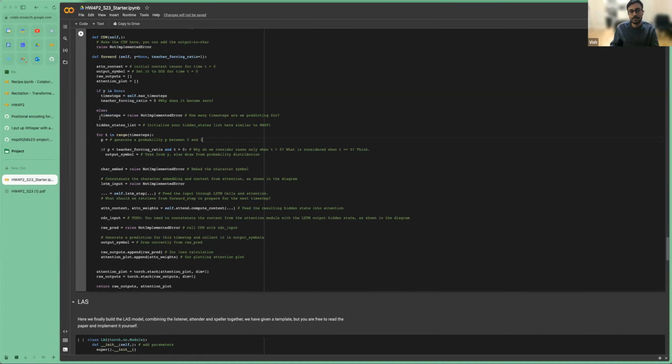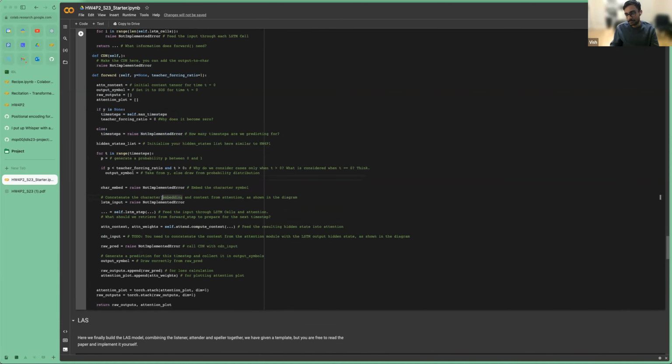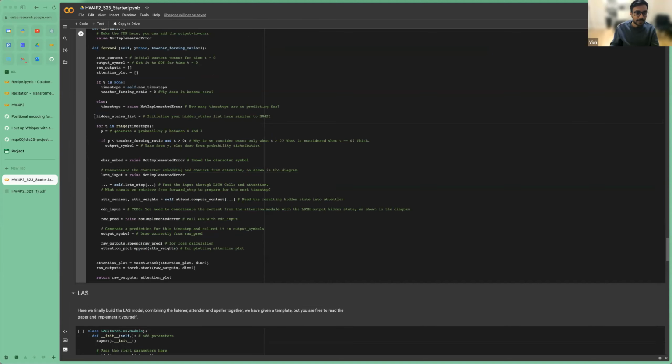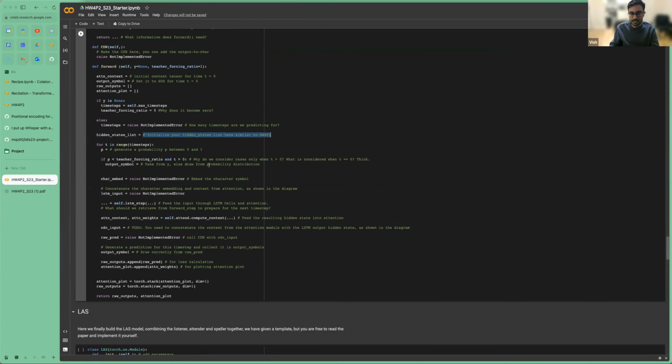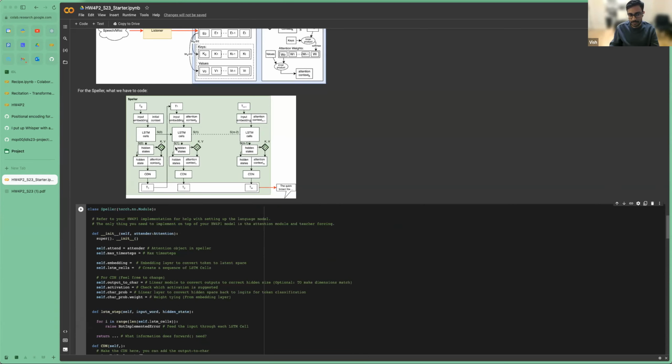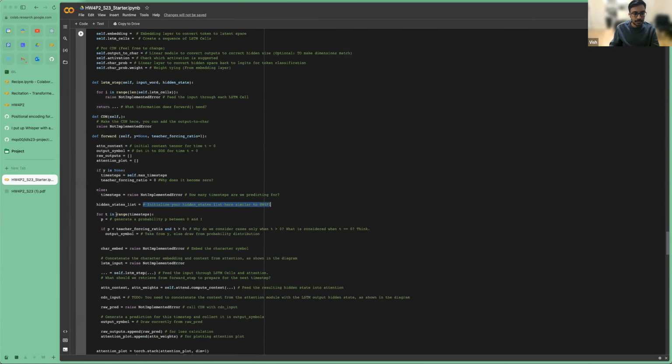Else time steps. How many time steps are we predicting for? Use Y to figure it out, right? Hidden states list. Again, this is just going to be a list similar to homework. We want just a list of Nones. And the reason for that is because we're trying to store the hidden state from every time step and use it for the next time step, because the LSTM also needs hidden state propagation across each time step.